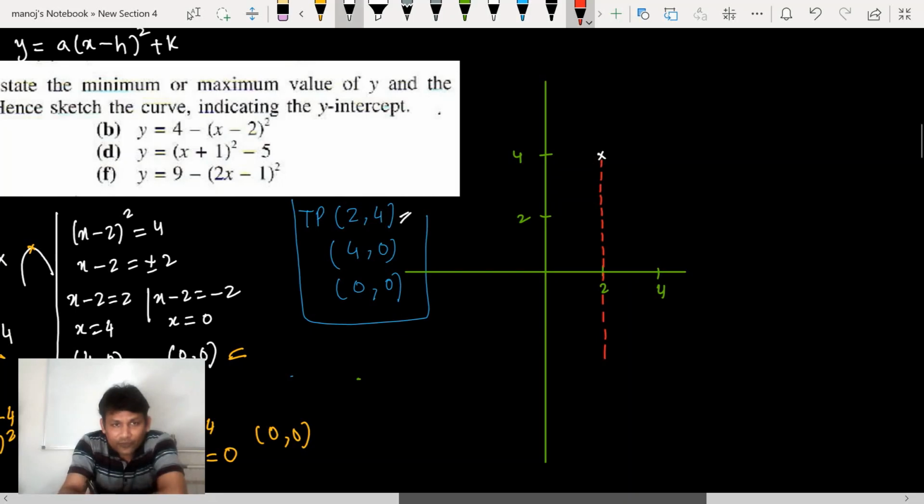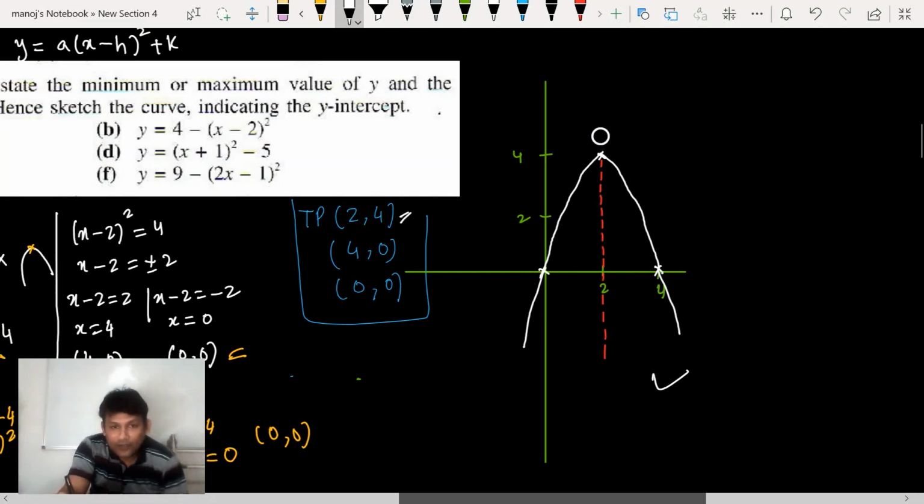Then we have 4, 0. 4, 0 is here. And then we have 0, 0, that is here. And when we draw the sketch, it will be here. The sketch will be here. And as domain is not given, so we can expand. And that's it, we have done it. And the maximum value of y is 4, that is 2 and 4. Better to show the coordinates. And this is 0, and we have done it.